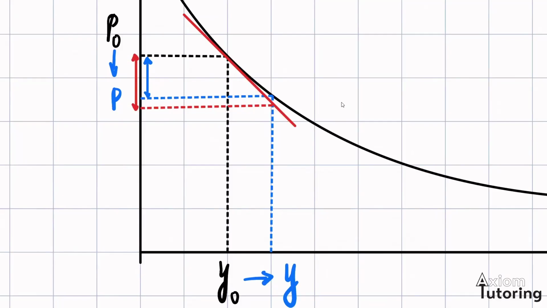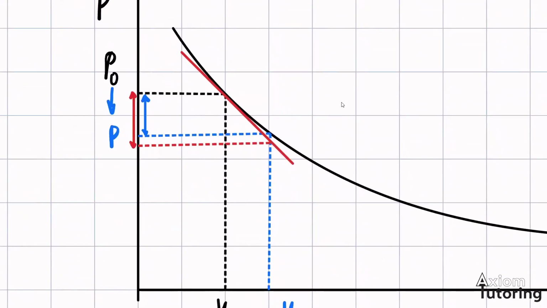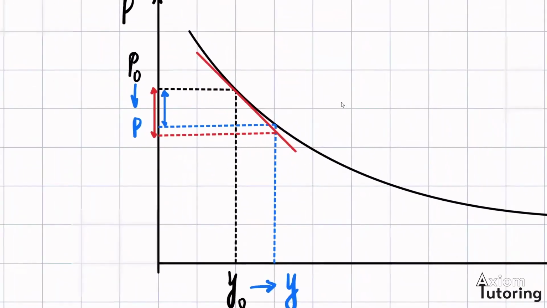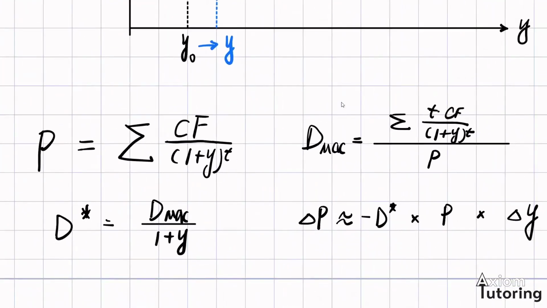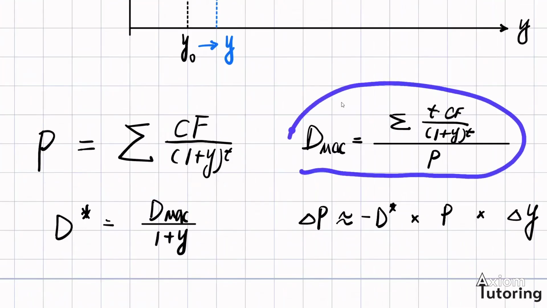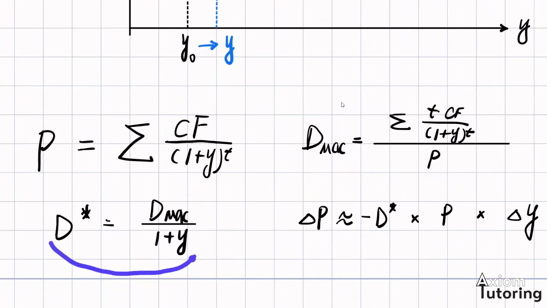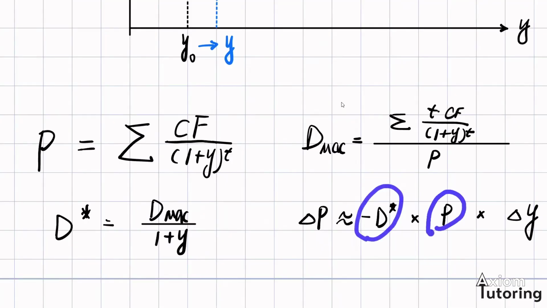Okay, so let's try to derive this step by step using mathematical tools, right? So just a little bit of reminder here, these formulas have been given as conclusions. So the price of any bond can be calculated this way. We already know that. The Macaulay duration is defined this way. And then the modified duration is the Macaulay duration divided by 1 plus y. And the approximate change in the price is hence the negative of the modified duration multiplied by the original price, of course, and then the change in the yield.